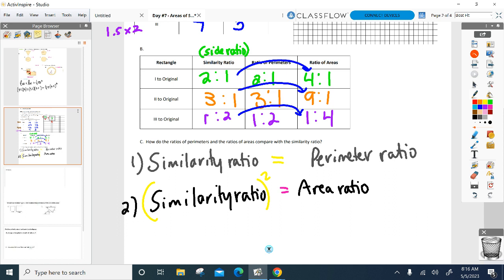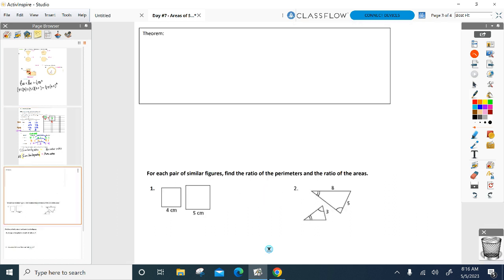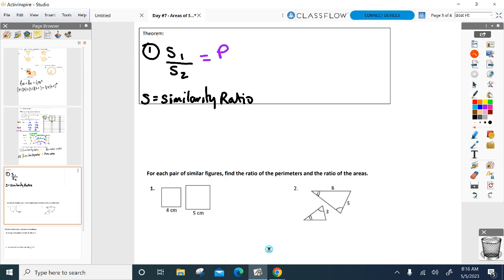And now let's officially write it in our theorem. Let's officially write it. Here we go. Number 1, S1 over S2. I'm just going to let you know S equals similarity ratio. Is the same as P1 over P2. And P is going to be equal to, that's my perimeter ratio.